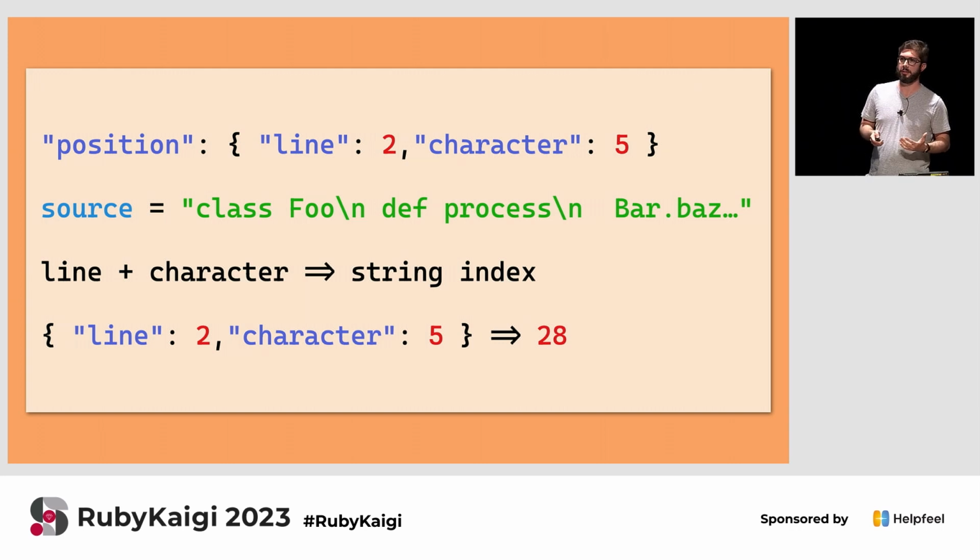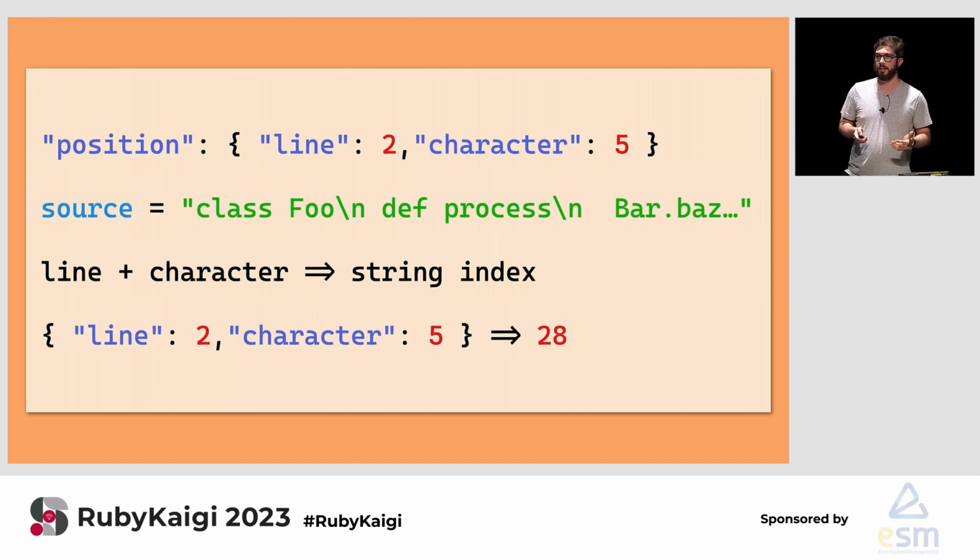I'm not going to get into the details of how to perform this algorithm. It's not super relevant, but the general idea is that you go through the string counting the line breaks until you find the right line, and then you add the number of characters to that.